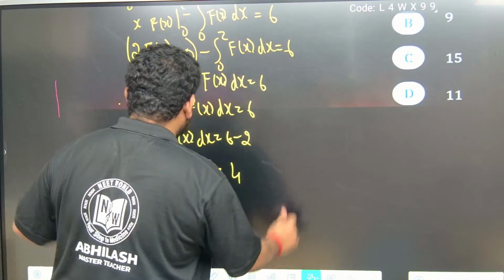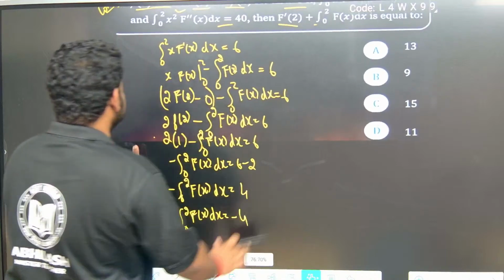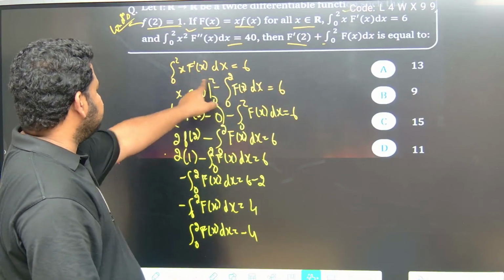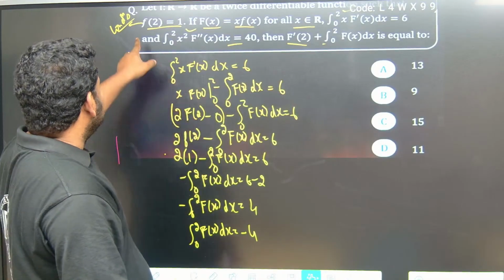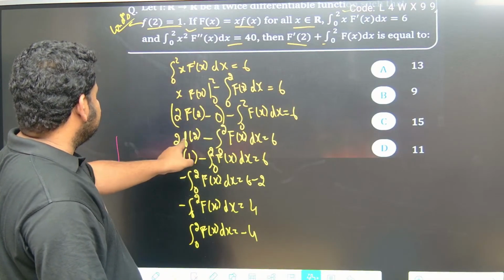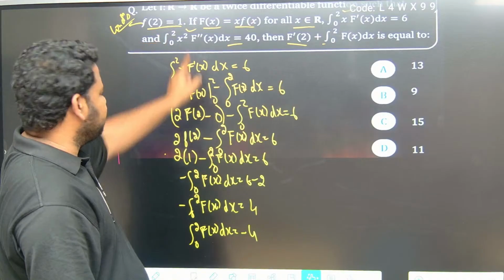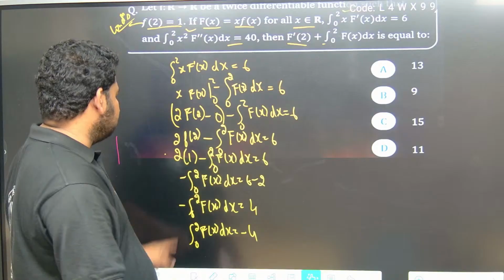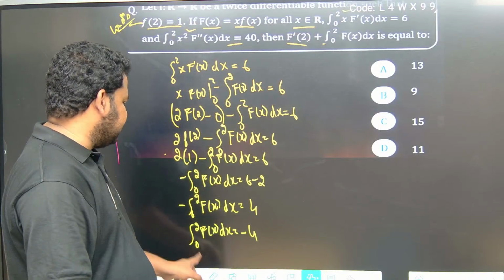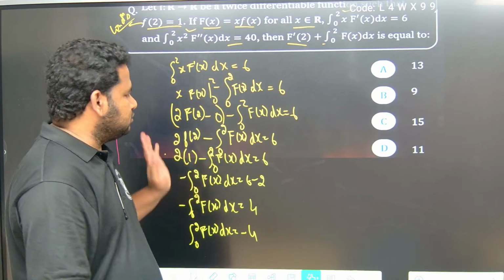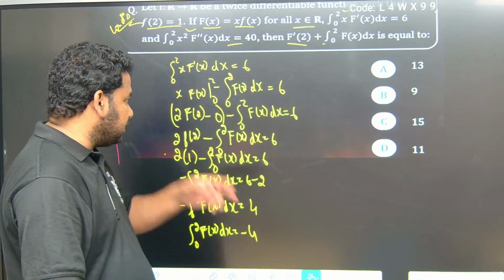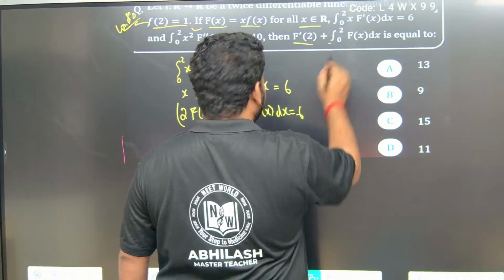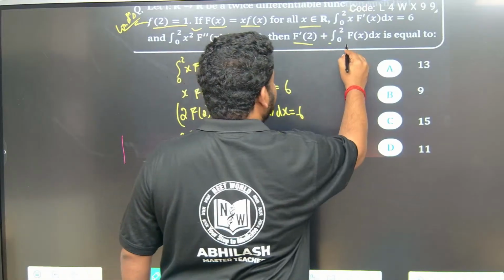Now based on this, let us verify the integral from 0 to 2 of x times f dash of x dx. I have got 2 times f of 2, and the value of f of 2 is nothing but 1, so 2 into 1. So 6 minus 2 is 4. So the integral from 0 to 2 of f of x dx is equal to minus 4. This value will be equal to minus 4.